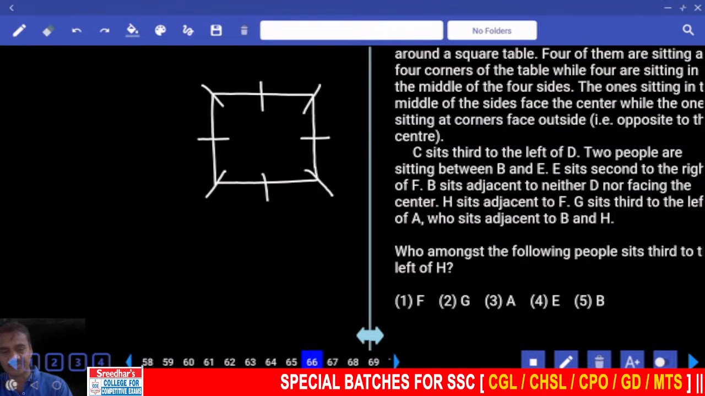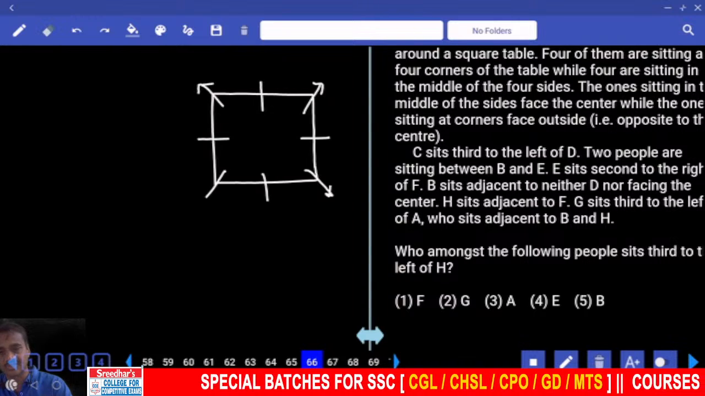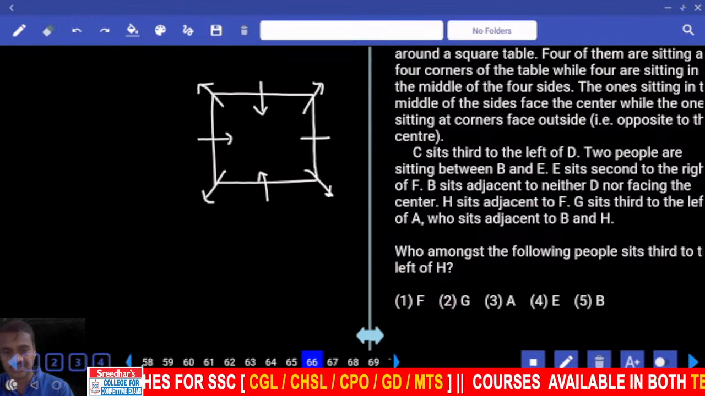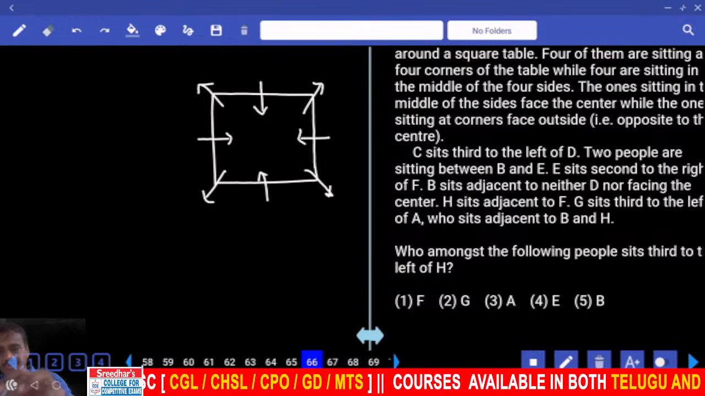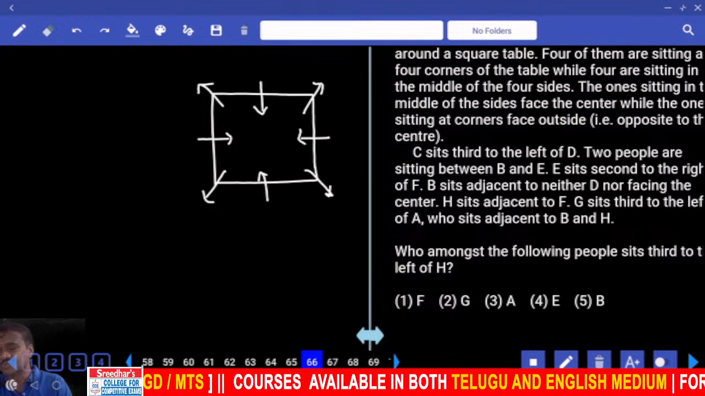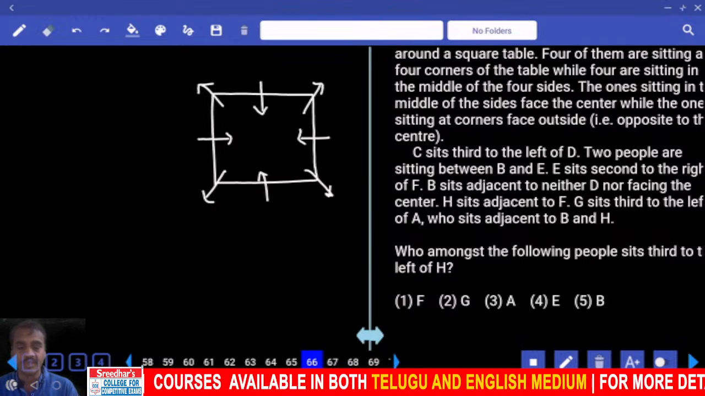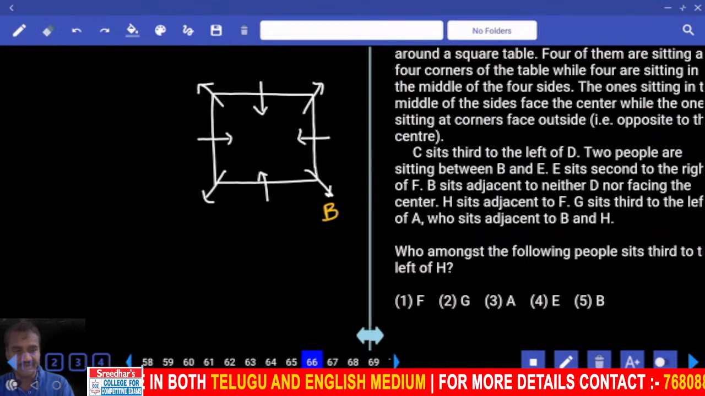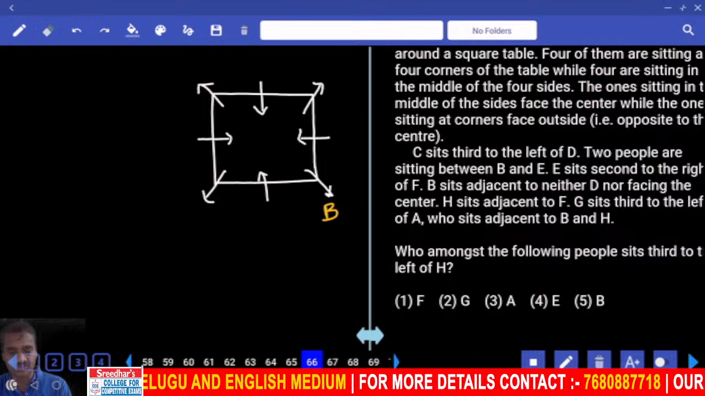Now B is away from the center. The persons who are sitting at the corners are facing away from the center, and centers are facing towards the center. Now B is facing away from the center, so how many persons are away from the center? 4. And among these 4, we need to fix this B at one of the corners. Now B is here.